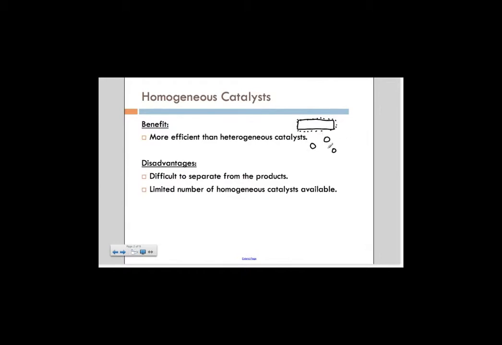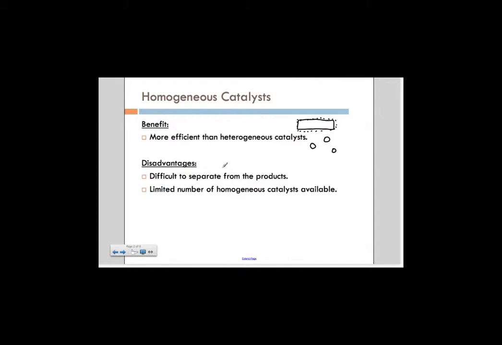So gram per gram, or mole per mole if you want to think of it that way, homogeneous systems just have a lot more bang for their buck because each little individual molecule can act as a catalyst site.